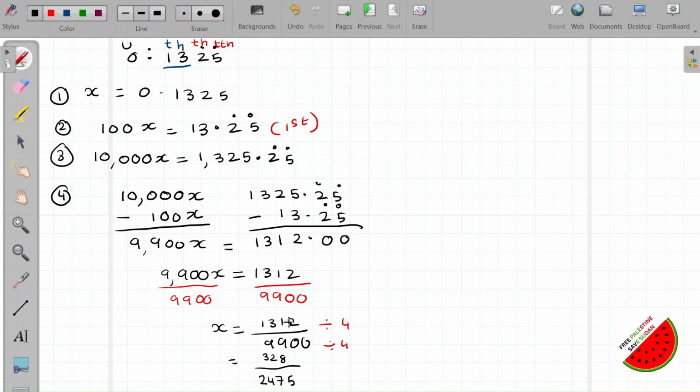Okay, and that's basically it. That's how you do it. This is a more detailed video on the steps on how to convert recurring decimals to fractions. I hope this helps.